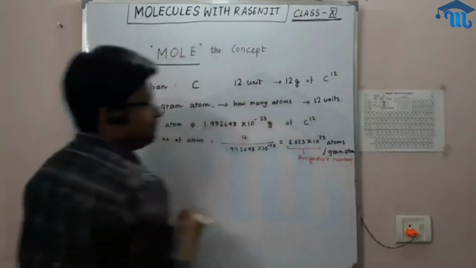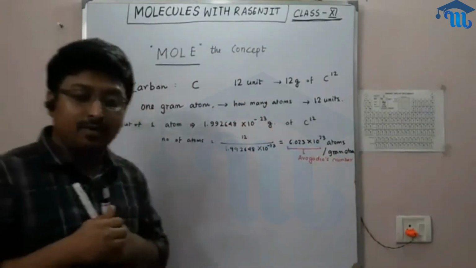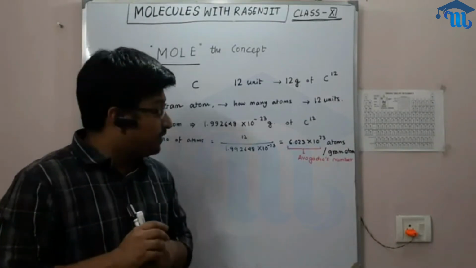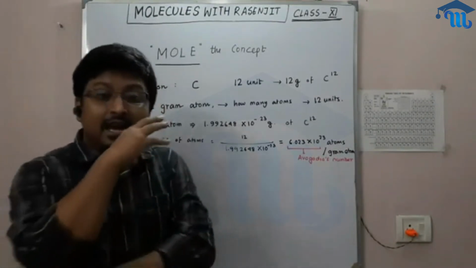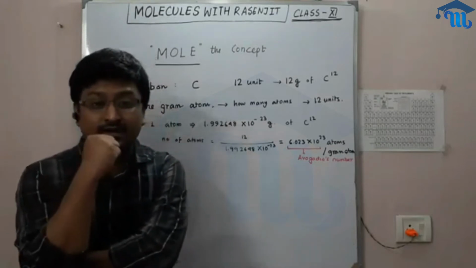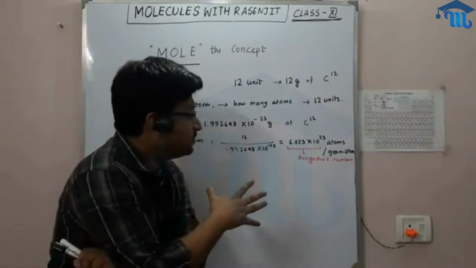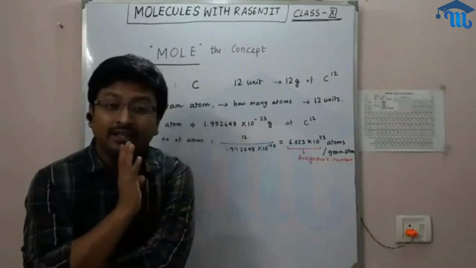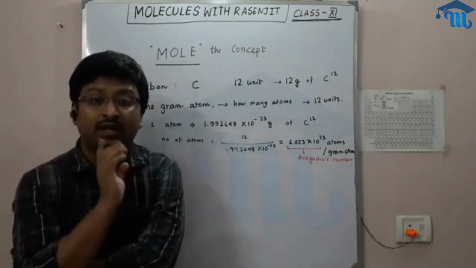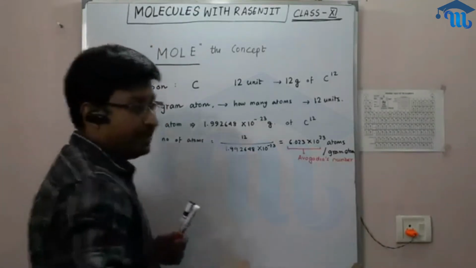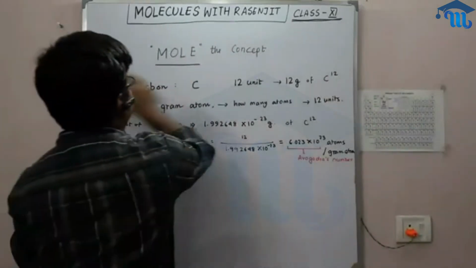Okay, this number is known as the Avogadro's number. This Avogadro's number suggests that the amount of any substance which contains 6.023 into 10 to the power 23 number of atoms or molecules is known as 1 mole. So I'm rewriting this statement here. So 1 mole of any substance, I can write here.